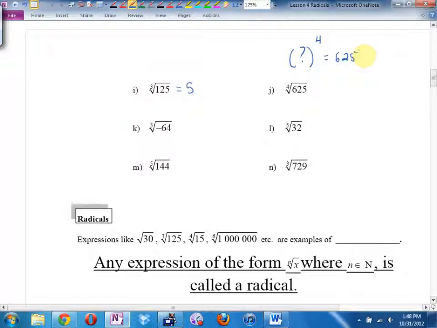Now, how did we do 4th root? We did play around with that a little bit. It is 5, because 5 times 5 times 5 times 5 equals 625.